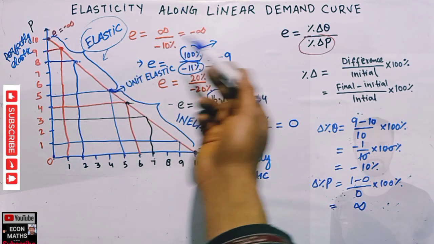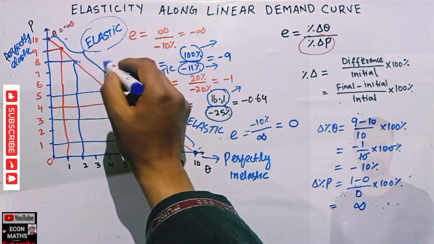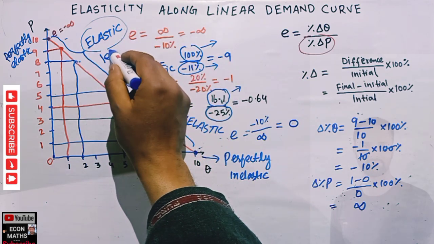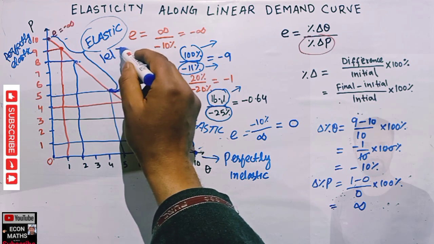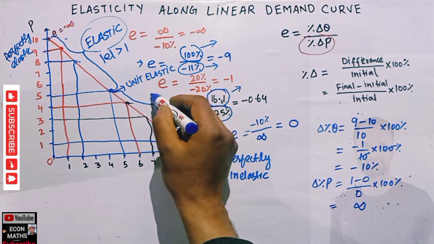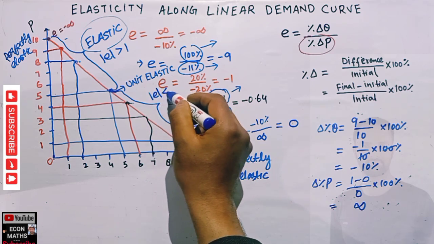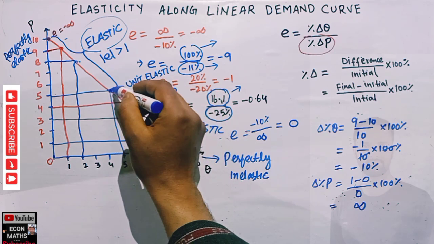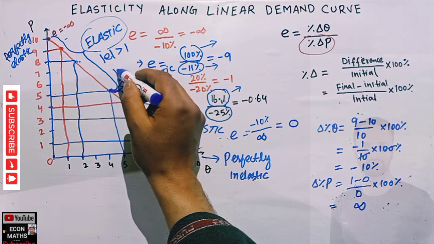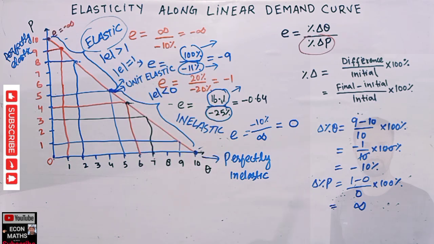If we take the absolute value, in the elastic section our absolute price elasticity of demand is greater than 1. In this lower half segment, if we take the absolute value of elasticity, it comes out to be less than 1. And at this midpoint our absolute value of elasticity will be equal to 1. I hope I make myself clear.